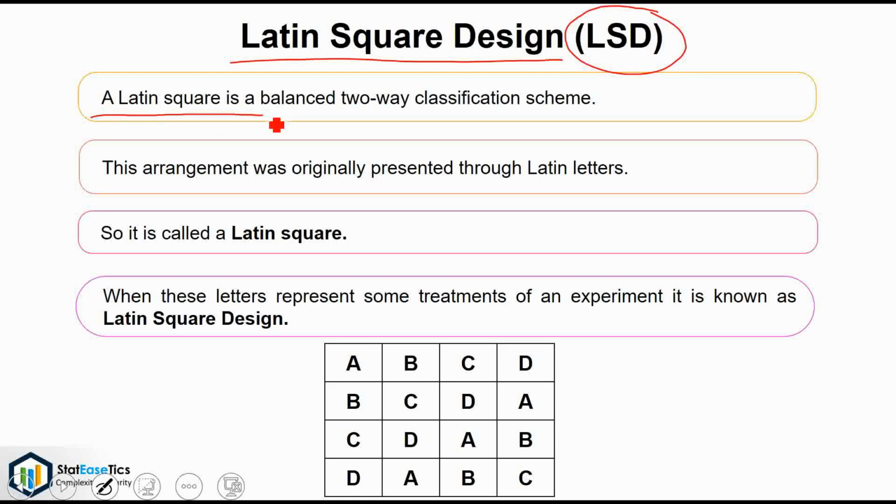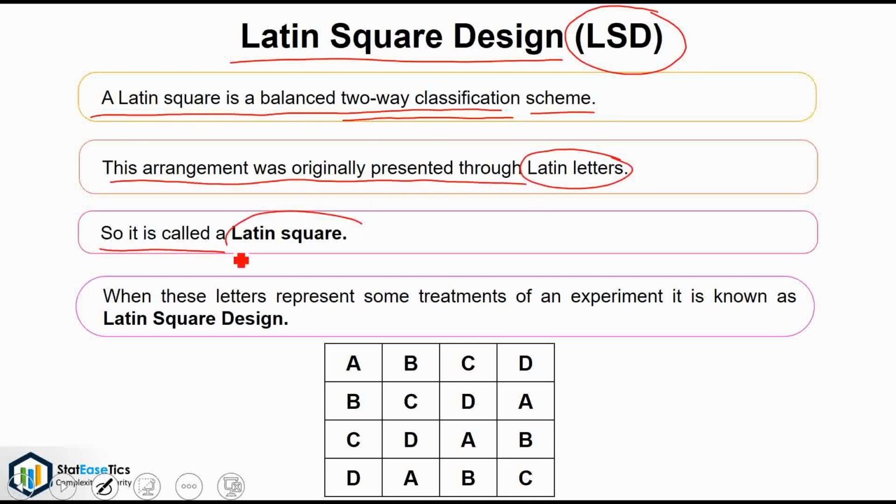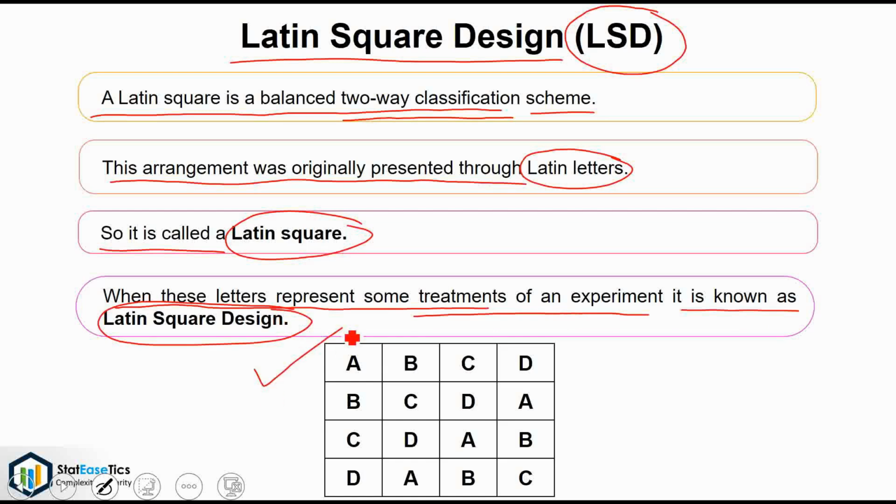A Latin square is a balanced two-way classification scheme. This arrangement was originally presented through Latin letters, so it is called a Latin square. When these letters represent some treatments of an experiment, it is known as Latin square design. Here you can see the layout of Latin square design. Let's check it out in detail.